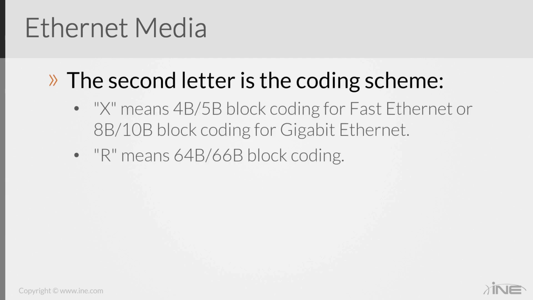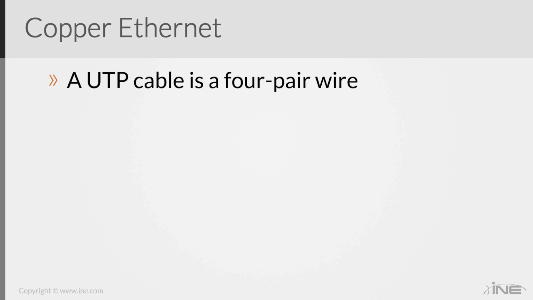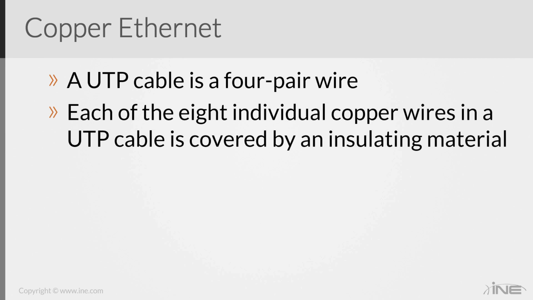Now, Ethernet media, the second letter, X means a 4B or 5B block coding for fast Ethernet, or an 8B or 10B block coding for gigabit Ethernet. R means 64B or 66B block coding. Those are just the way that it's transcoded on the wire so that the other end of the connection knows what to listen for. Now, copper Ethernet, a UTP cable is a 4-pair wire. Each of the 8 individual copper wires in a UTP cable is covered by insulating material, as you saw in that picture that I showed you.